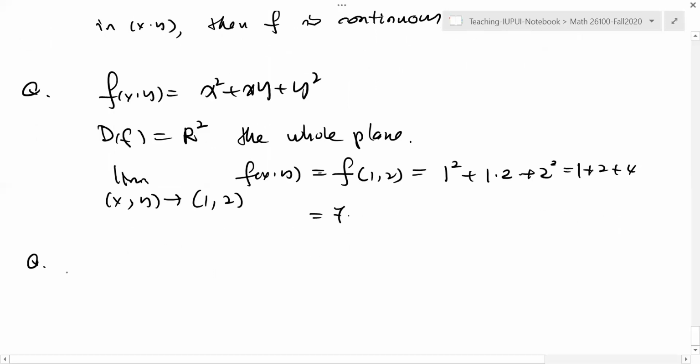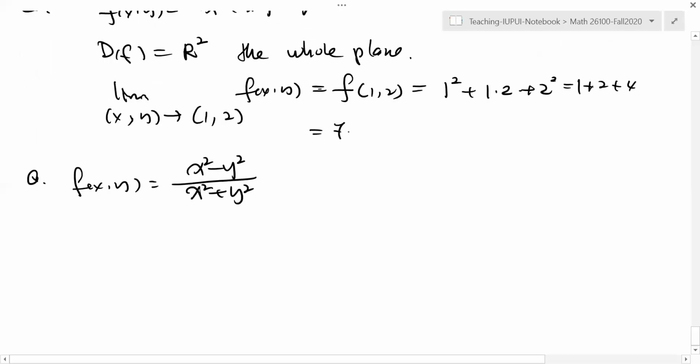My next question is, let's consider this function. Is it continuous? Where is this continuous? Is it continuous at the origin? But the function is not defined at the origin, so of course it's not continuous. It's called discontinuous.